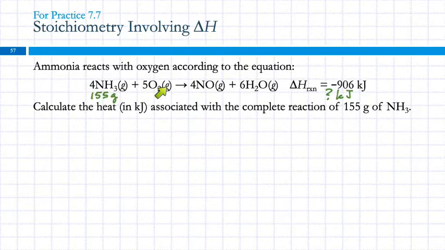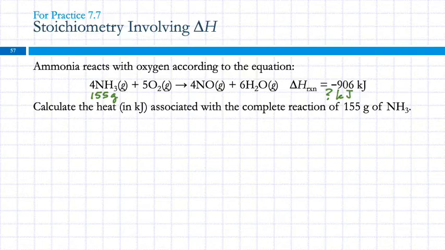All of these things, 4 moles of this and 5 moles of this, combine together, and they make 4 moles of this and 6 moles of that as a result. And when that process with those amounts occurs, 906 kilojoules are released from the reaction into the surroundings. So I have a chemical reaction and I have amounts of stuff. Stoichiometry. So what is our mantra for stoichiometry?